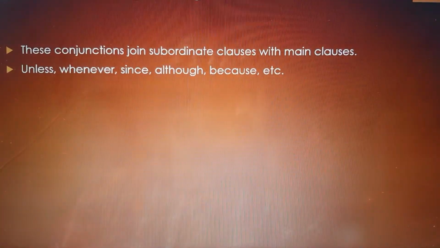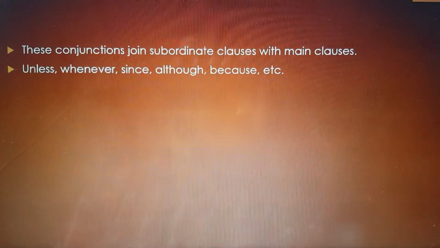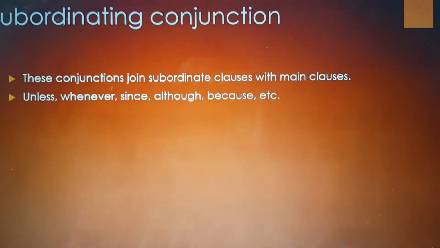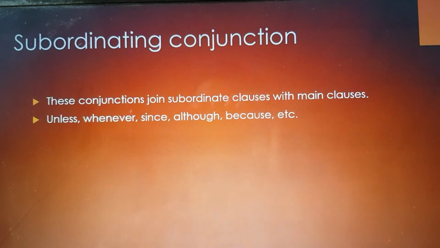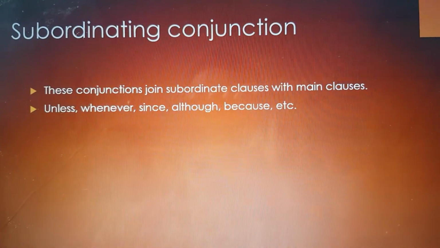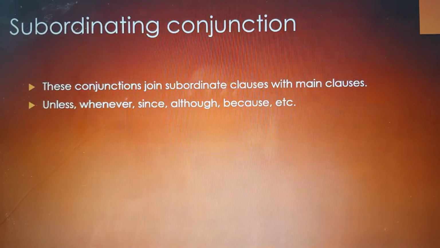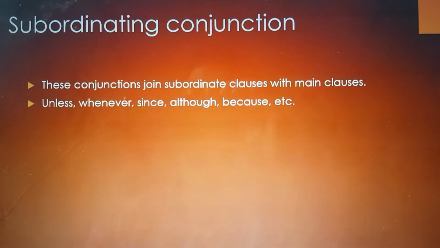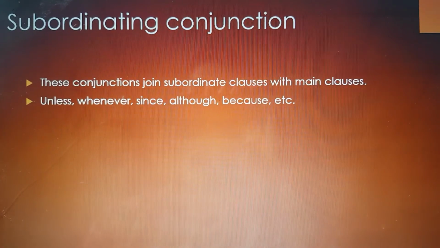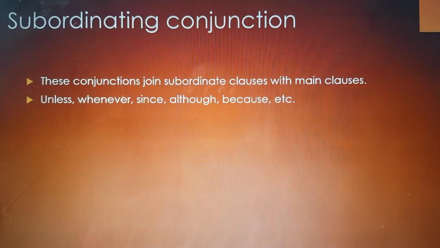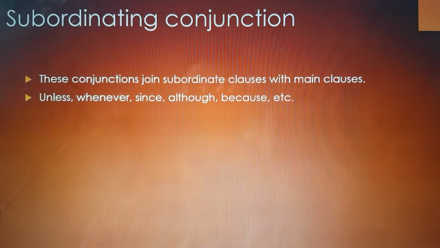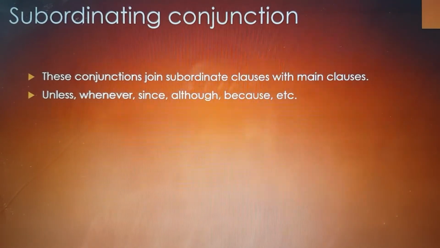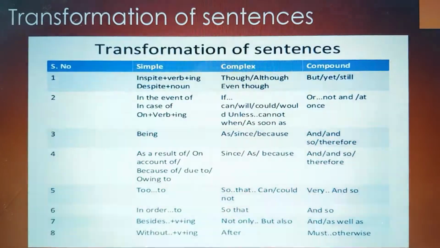So these conjunctions join subordinate clauses with main clauses. These are subordinating conjunctions. Previously we looked at coordinating conjunctions, and now we are looking at these subordinating conjunctions. These conjunctions join subordinate clauses with main clauses, like unless, whenever, since, although, because, etc.